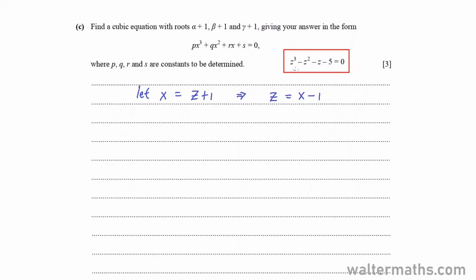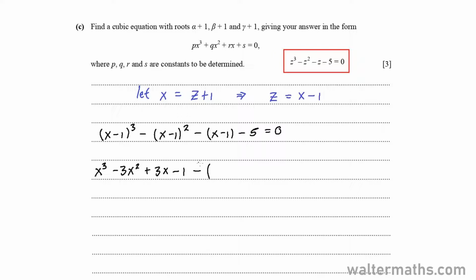So substituting z into the equation, we'll be having (x - 1)^3 - (x - 1)^2 - (x - 1) - 5 = 0. So we're going to simplify this, expanding the bracket, starting with (x - 1)^3. (x - 1)^3 will give us x^3 - 3x^2 + 3x - 1.